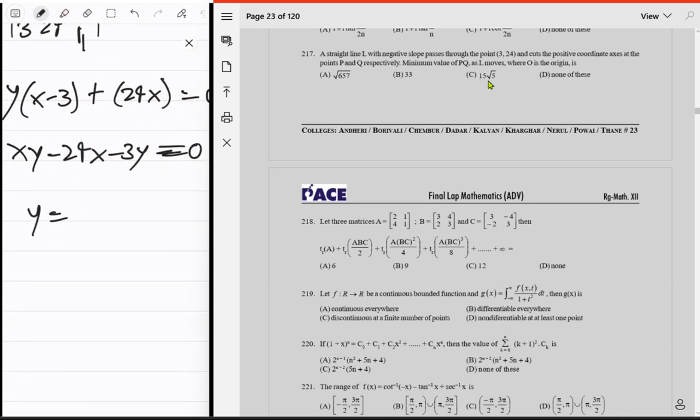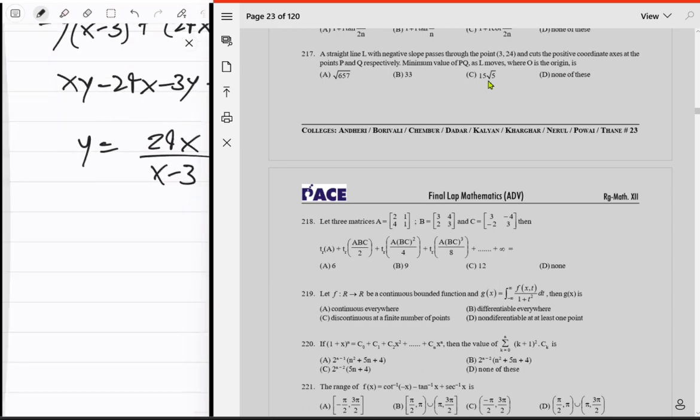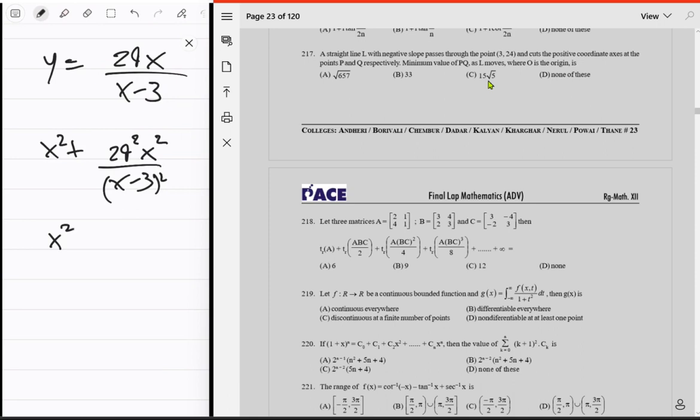So what you get is just like y equal to 24x upon x minus 3, right? So now you have to minimize x squared plus y squared, which is x squared plus 24 squared, whatever that is, times x squared upon (x minus 3) squared. So what you have to minimize is this.